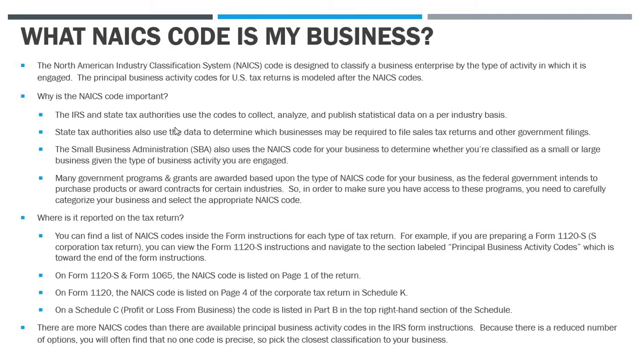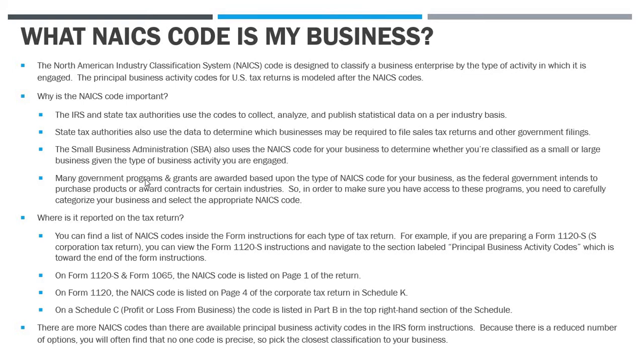Why is this also important? Well, the SBA uses these codes to determine not only what type of business you're in, but whether you're classified as small or large, because they have different standards for different types of industries. So if you're looking for SBA funding, you want to be very careful to appropriately select your type of business so that you fall within the appropriate category for financing purposes.